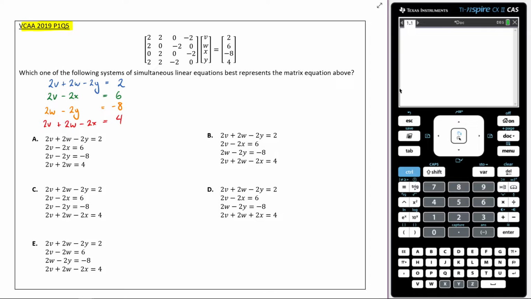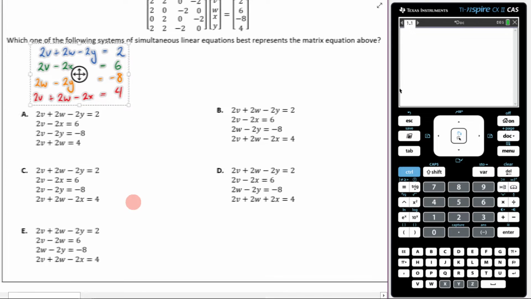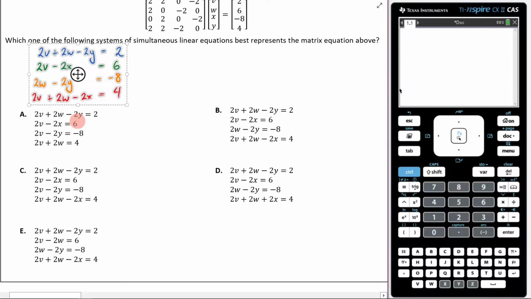Well, what you want to do is look at all your options here. And what you're first going to notice is that the first row of all of these is the same. So there's literally no point in figuring that one out. You can then look at the second option, 2v minus 2x is equal to 6. That is the same for 4, and it's not the same there. So hopefully you can see that one doesn't really narrow it down that much. But the third one here does look a little different in each of them.